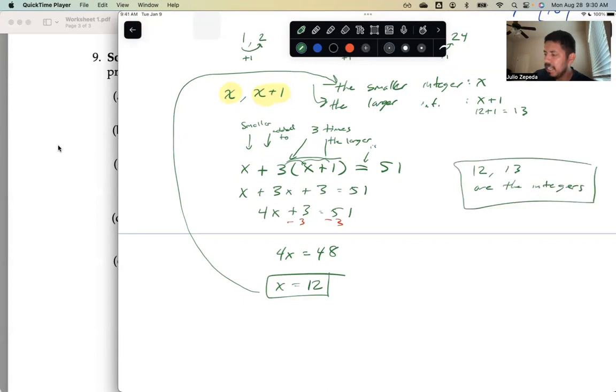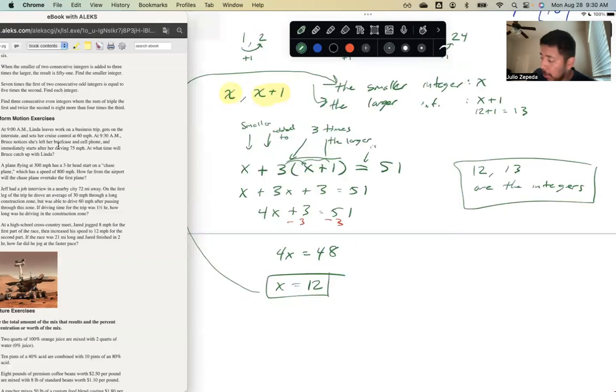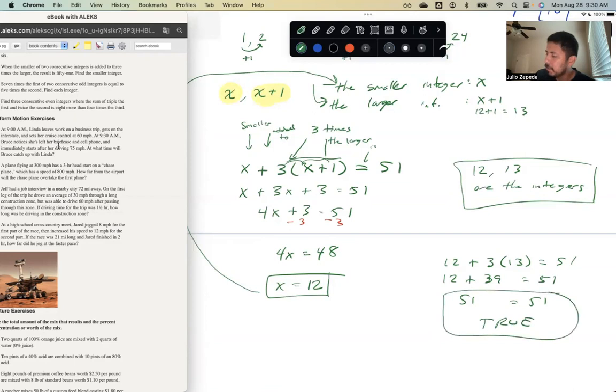Now, they are consecutive. Let's just check our answer here. What did the statement say again? It said when the smaller of 2 consecutive integers is added to 3 times the larger, the result is 51. Let me actually add this up. 3 times 13 is 39. If I add 12, I get 51. Notice that plugging in my answer results in a true statement, which implies that the answers I got are correct.